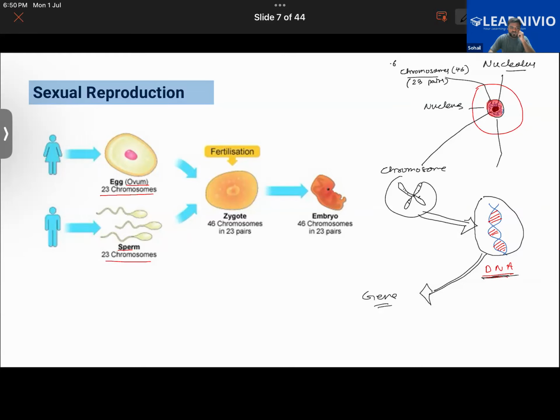So we can either say that the nucleus contains chromosomes, or we can say that it contains DNA, or genes, because all of them are found at the same place. Also, since the number of chromosomes is halved here, the number of DNA is also halved, found in half numbers in the ovum and sperm.